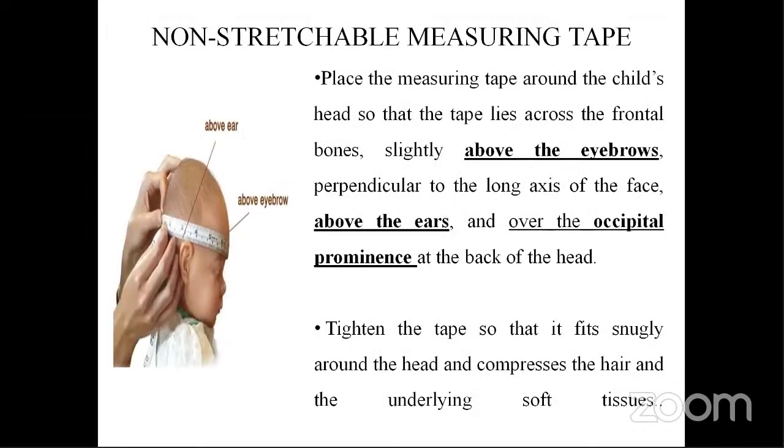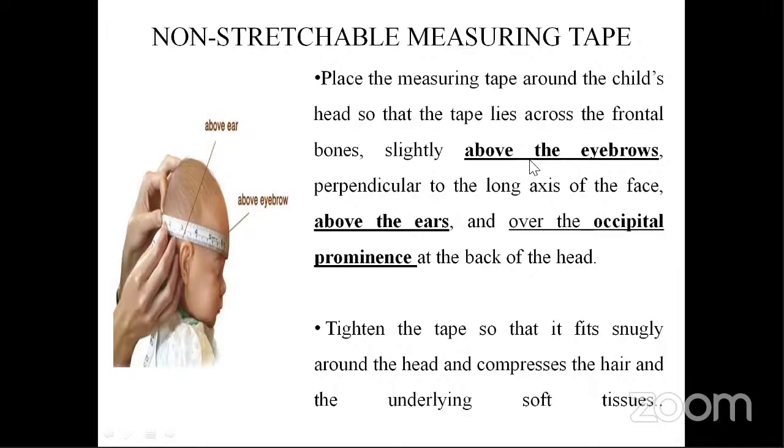Next is head circumference. The instrument used is a non-stretchable measuring tape. That is very important. How to measure the head circumference? First, place the measuring tape around the child's head so that the tape lies across the frontal bones. Three things are very important. It should be above the eyebrows in the supraorbital ridge, perpendicular to the long axis of the face, above the ears, and over the occipital prominence.